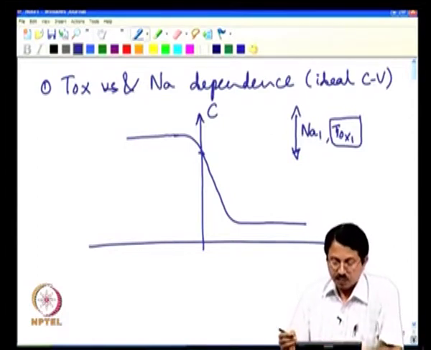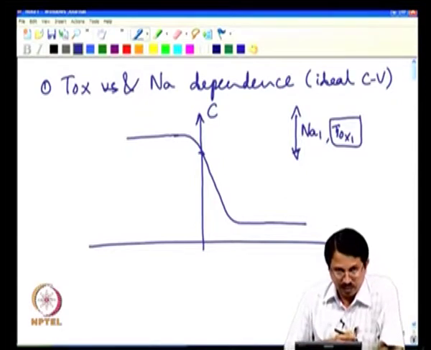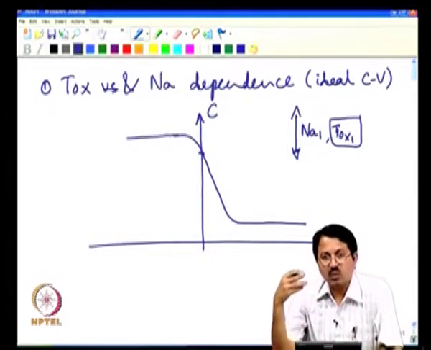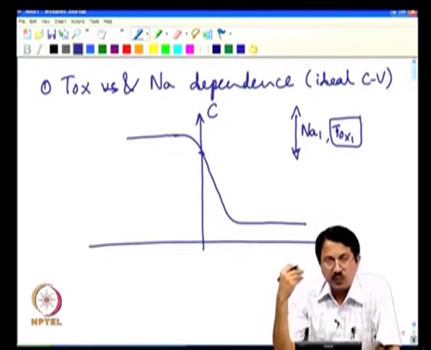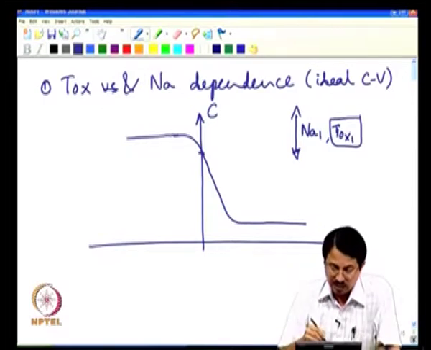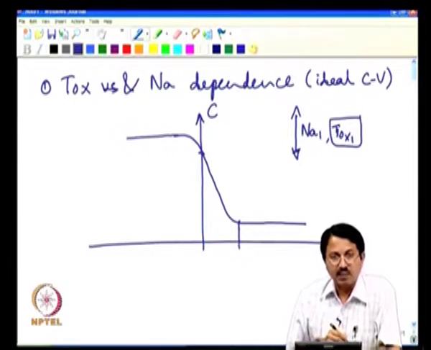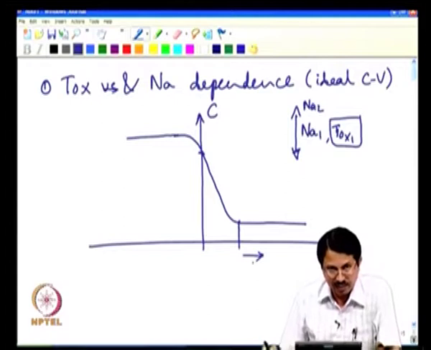Now, if you increase the substrate doping, what you would expect is that your threshold voltage should increase, as we have discussed in very early lectures of this course. Threshold voltage has a very strong dependence on substrate doping concentration. If your threshold voltage corresponding to Na1 is out here, your threshold voltage corresponding to Na2, which is higher than Na1, will certainly move to the right, because it will have a higher threshold voltage.